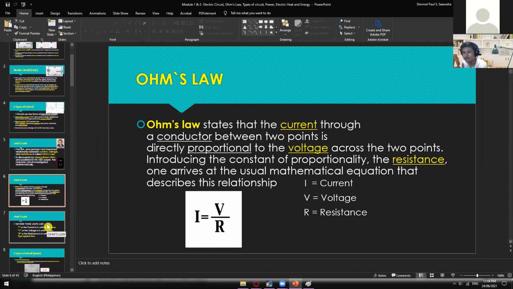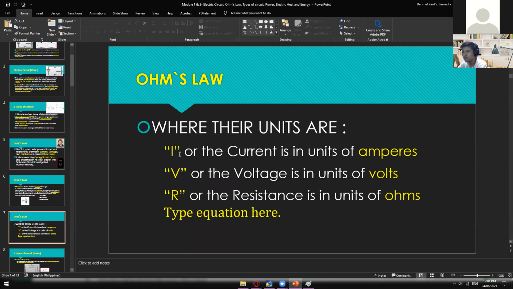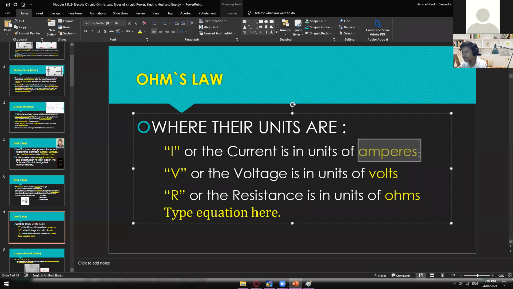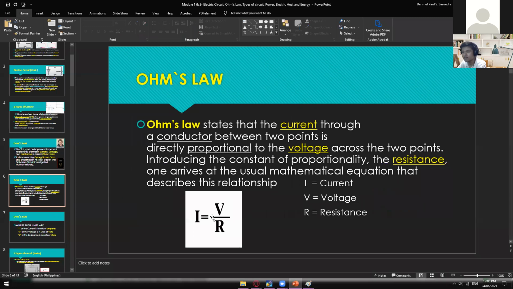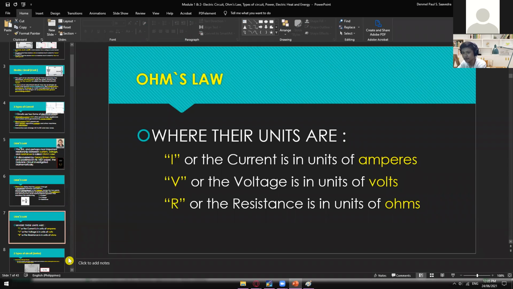All right. And then for the Ohm's law, the unit of this one is amperes. Okay. So please do take note on this one. And then for the voltage, of course, it's volts. And then for the R, it's ohms. Okay. Or sometimes this one's being represented by omega. Okay. Oops. Let me just remove this one. So yeah, that's it for the formula of the Ohm's law. I is equal to V divided by R. And then here are their units.